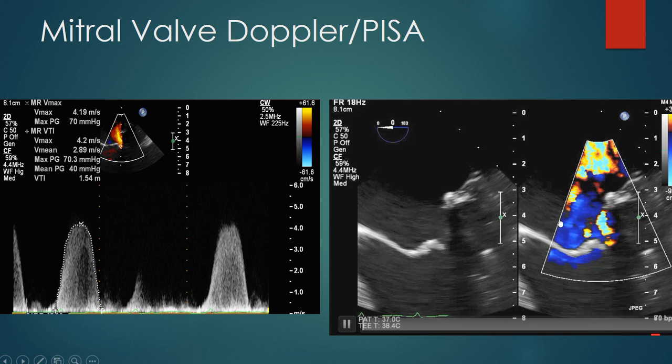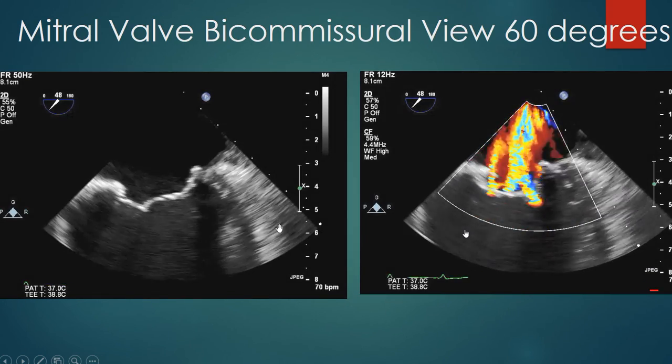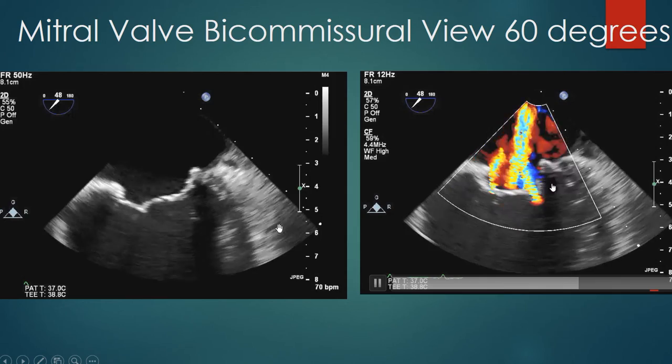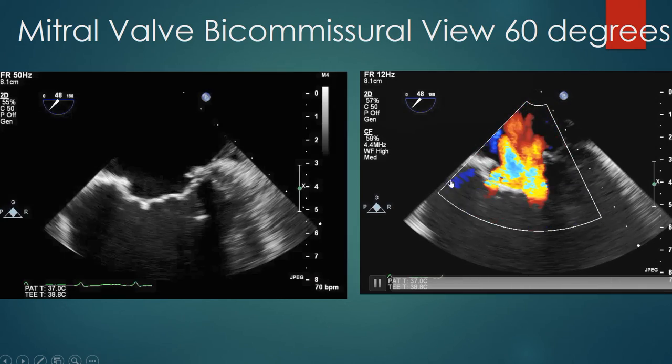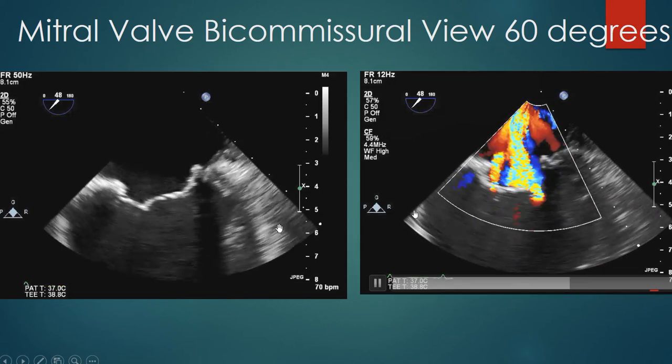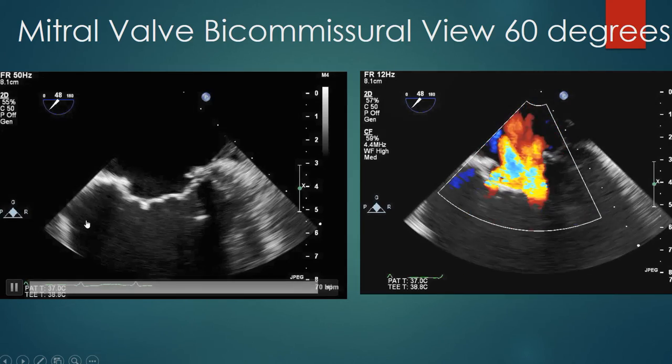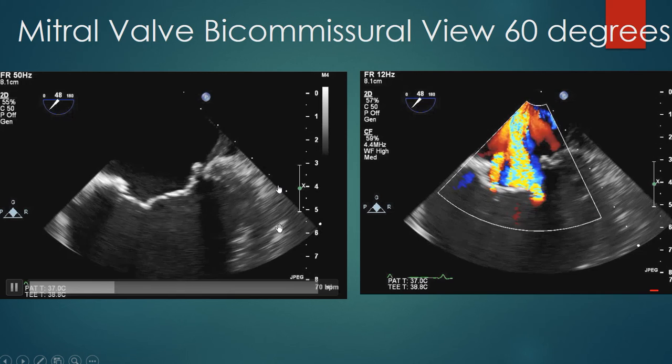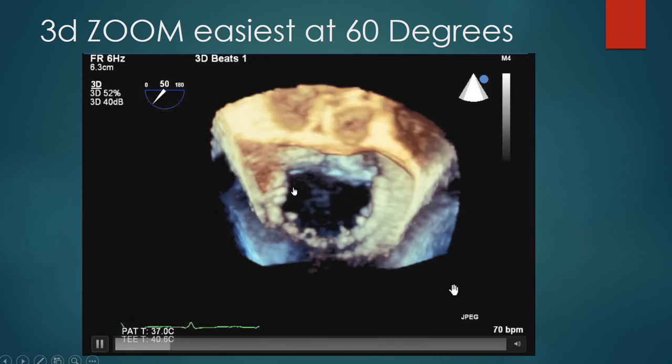We can freeze this frame over here so that we can decide. It seems to be holding up a little bit, but you can freeze it so you can measure the PISA measurements. So in the bicommissural view, you can see that the MR jet is throughout the whole commissure. So again, this is between 45 and 60. Often these are the best views to obtain our 3D images. So we can do a 3D zoom on just the valve and obtain our surgeon's view.